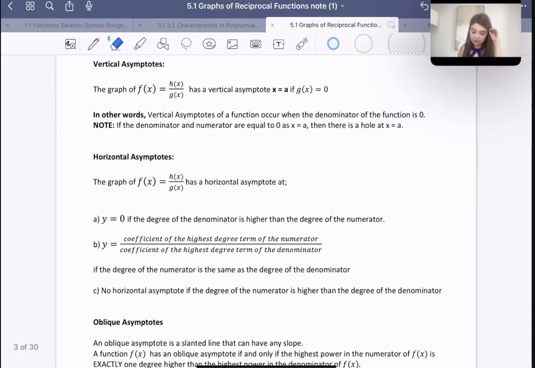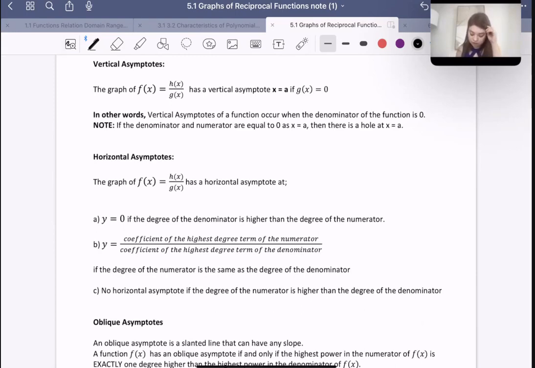Basically, for vertical asymptotes, if we have a 0 in our denominator, that's where the vertical asymptote is, at the place where the denominator would be 0. The only exception to that though is if it cancels out with something from the top. If the numerator would also equal 0 at the same point, then it's actually a hole there as opposed to an asymptote. So that's the exception to that.